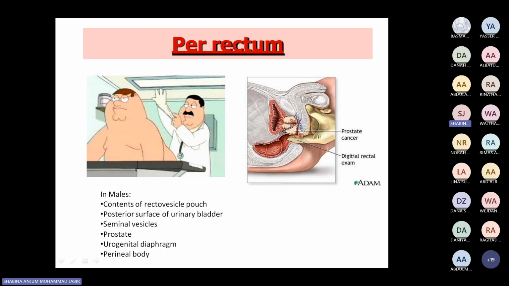So in digital rectal examination, first of all, you can feel the prostate. Then you can feel the posterior surface of the urinary bladder. Then you can feel the contents of the rectovesical pouch, if there is any mass or any accumulation of fluid. Also the seminal vesicle, urogenital diaphragm, and perineal body. Do you remember the perineal body and urogenital diaphragm here? It will be here. So you can feel these structures, and any enlargement in the prostate.